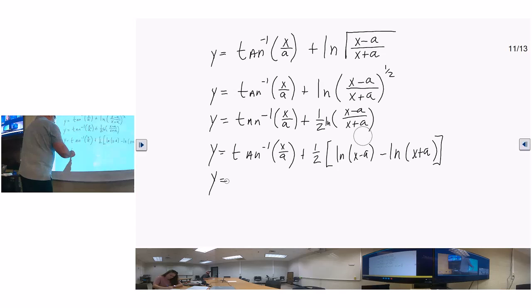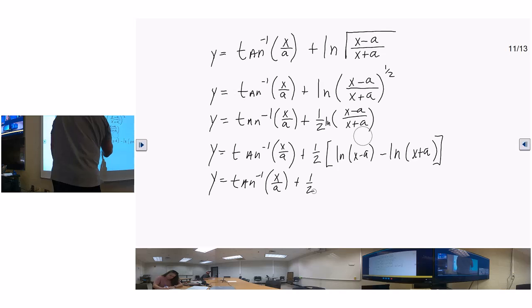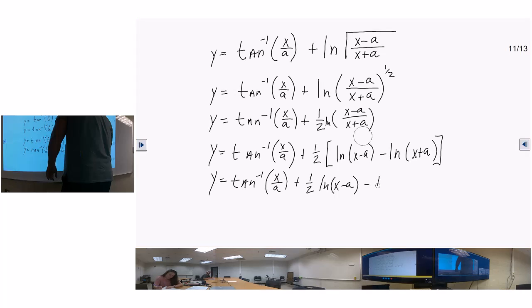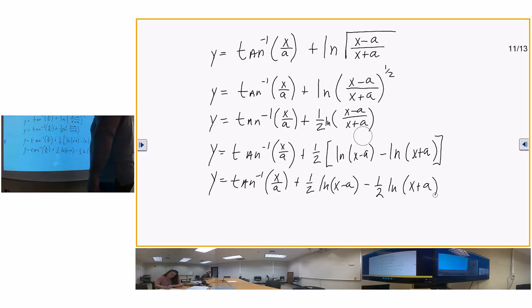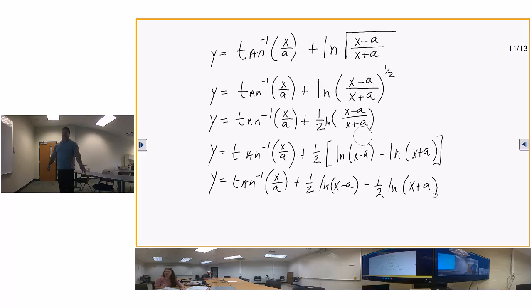y is equal to tangent inverse of x over a plus 1/2 natural log of x minus a minus 1/2 natural log of x plus a. Now you are ready to do the derivative. Now look, the derivative is actually the last few what? Steps. So again, we are at 80%, 90%, whatever you want to call it, algebra, and the rest is calculus.